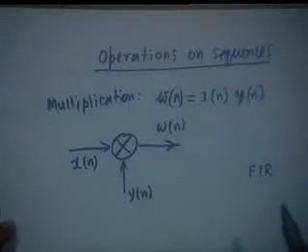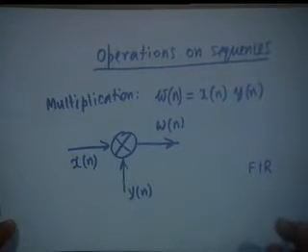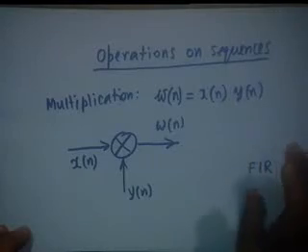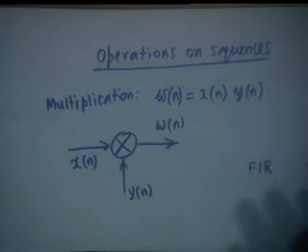One more point before you go to the next operation. Suppose the two sequences are not of the same length. Suppose x of n is of length 3 and y of n is of length 7. Then how do you multiply? Because the fourth sample in x of n is not there. Fifth is not there. So you pad zeros. That is, before doing any operation, you make the two lengths identical by adding zeros to the sequence which has fewer samples. This must be remembered.